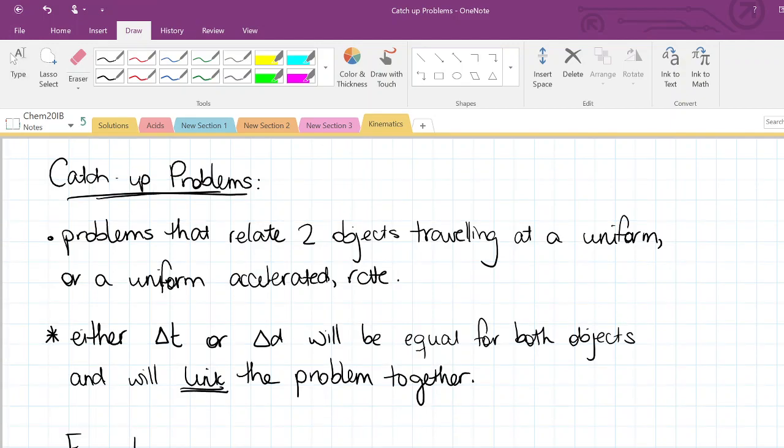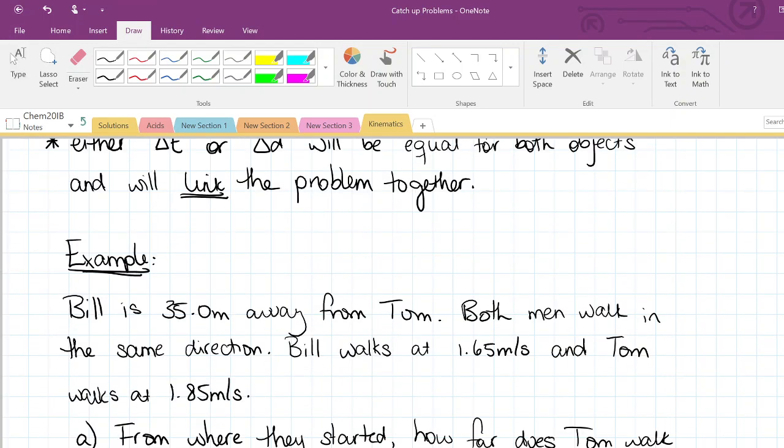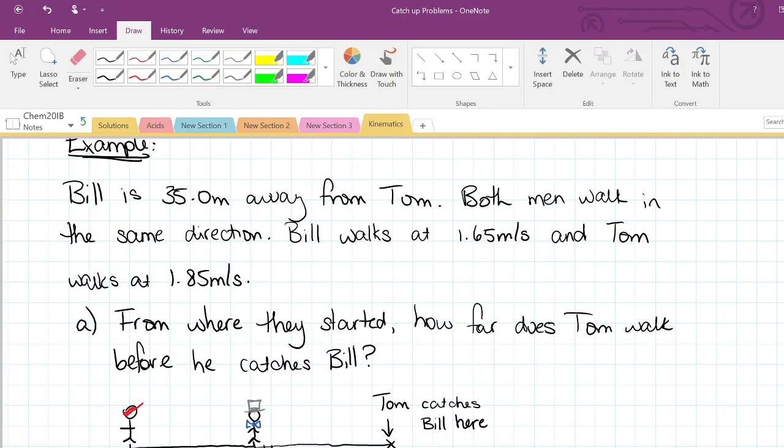Okay, so I've got an example for you here, and this example has Bill. Bill is 35 meters away from Tom, and both men are walking in the same direction. Bill walks at 1.65 meters per second and Tom walks at 1.85 meters per second. So what we want to know is, from where they started, how far does Tom have to walk before he catches Bill?